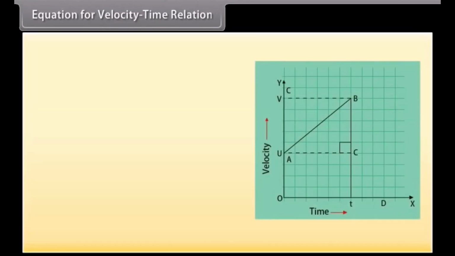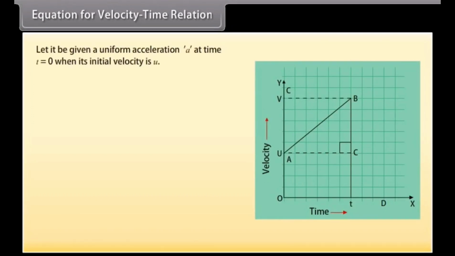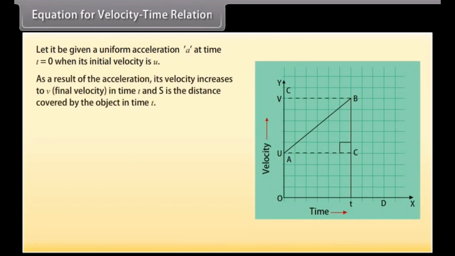Equation for velocity-time relation. Consider an object moving with a uniform velocity u in a straight line. Let it be given a uniform acceleration a at time t = 0 when its initial velocity is u. As a result of the acceleration, its velocity increases to v, the final velocity, in time t, and s is the distance covered by the object in time t. The figure shows the velocity-time graph of the motion of the object.